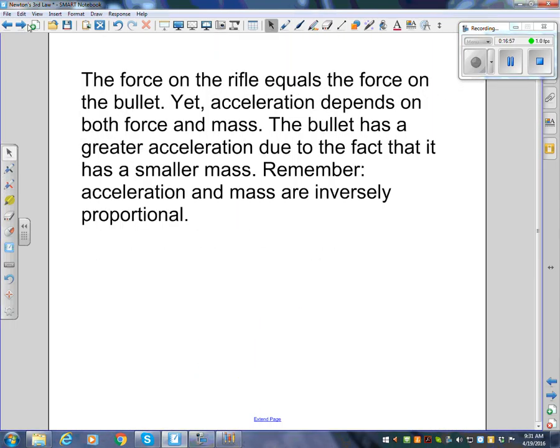The force of the rifle equals the force of the bullet, yet acceleration depends upon both force and mass. The bullet has a greater acceleration due to the fact that it has a smaller mass. Remember, acceleration and mass are inversely proportional.